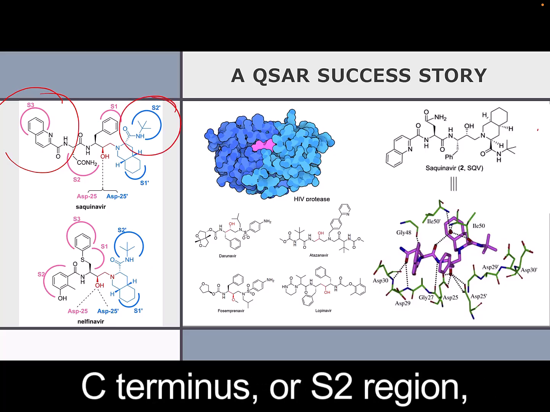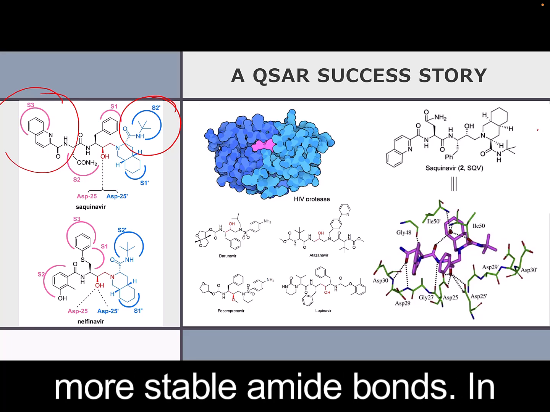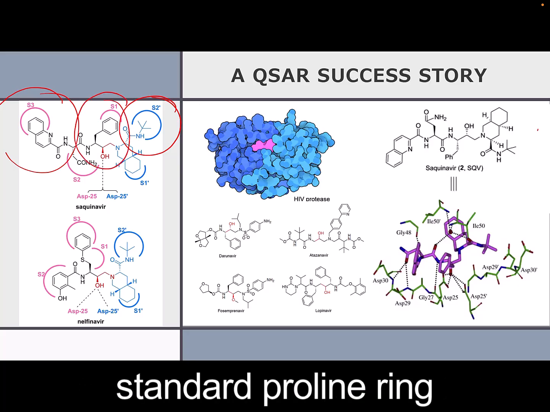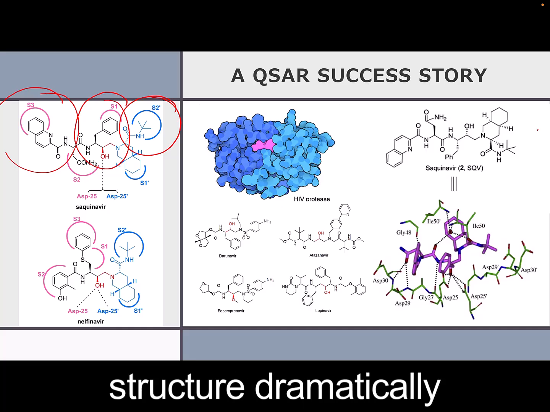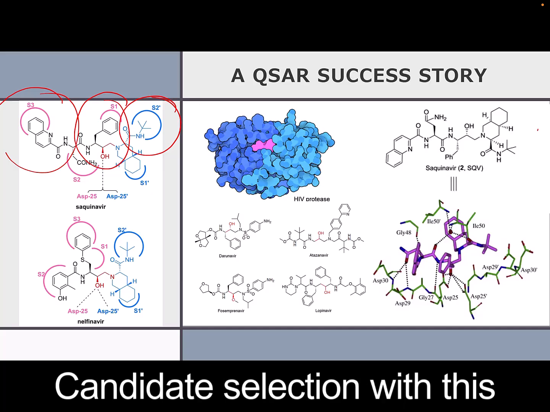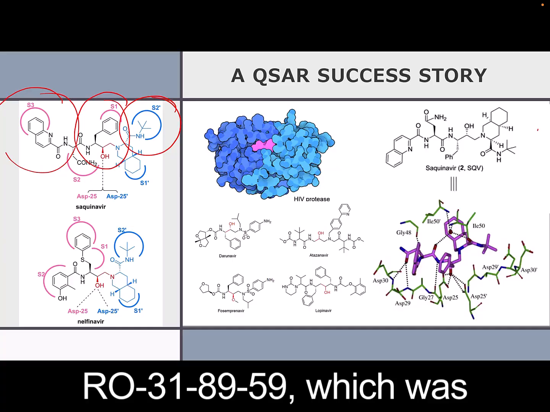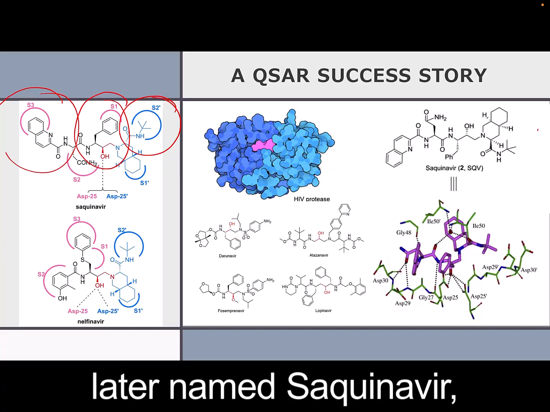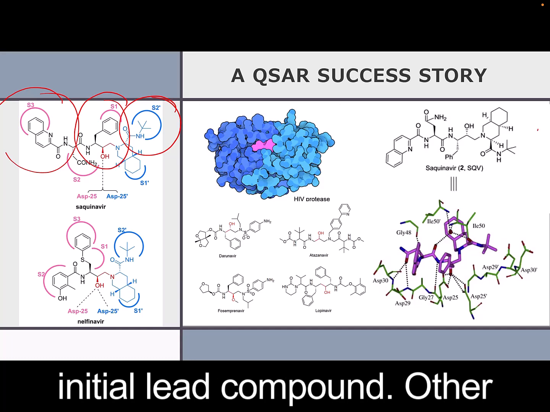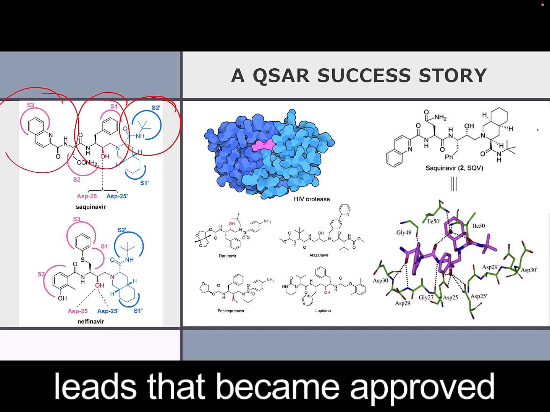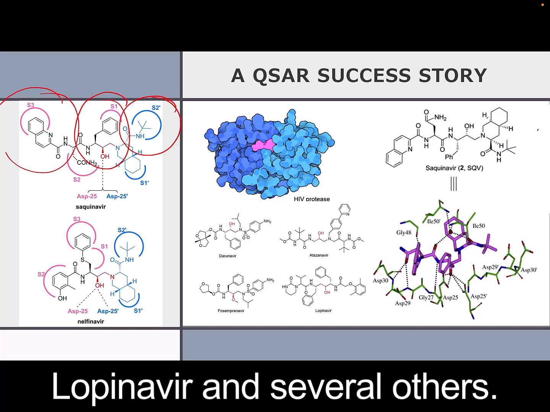At the C terminus, or S2 region, stability was improved by converting ester bonds to more stable amide bonds. In the S1 region, replacing the standard proline ring structure with a decahydroisoquinoline structure dramatically increased potency. Candidate selection with this process resulted in a compound named RO318959, which was later named saquinavir, which showed a 16,000-fold increase in activity over the initial lead compound. Other leads that became approved drugs include nelfinavir, lopinavir, and several others.